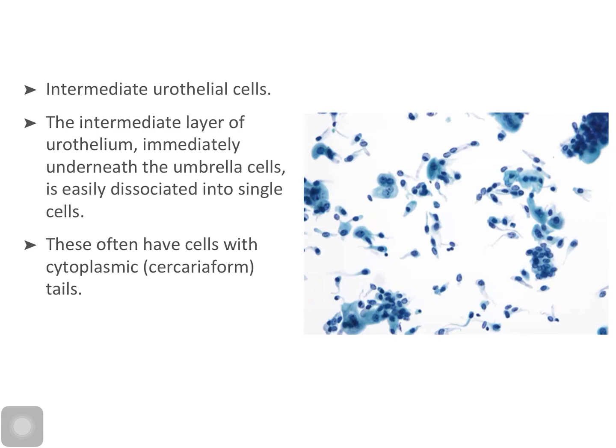Now coming to intermediate urothelial cells. The intermediate layer of urothelium immediately underneath the umbrella cells is easily dissociated into single cells. They often have cells with tails. Here we can see many cells with tails. These are the intermediate urothelial cells.